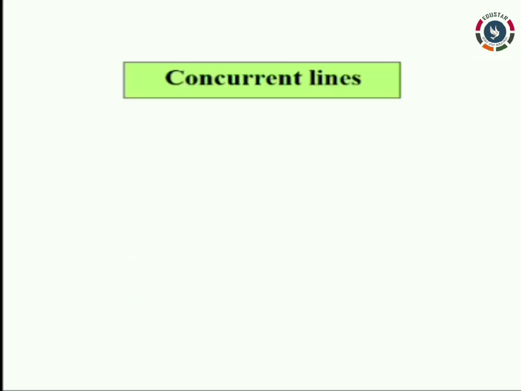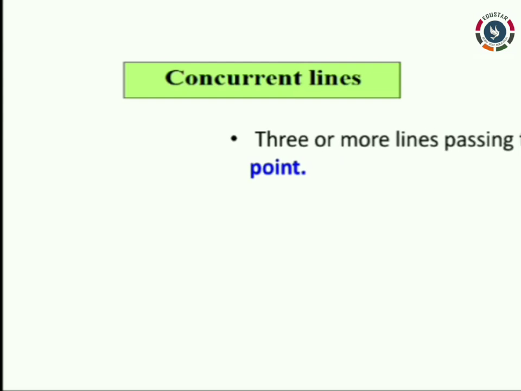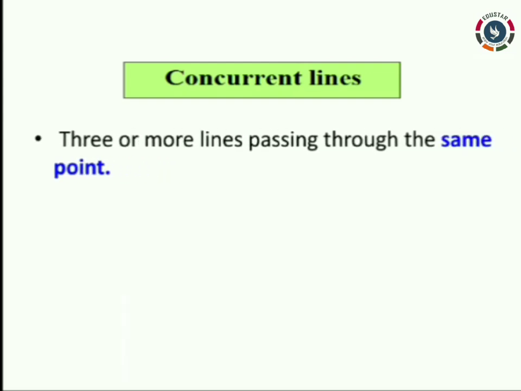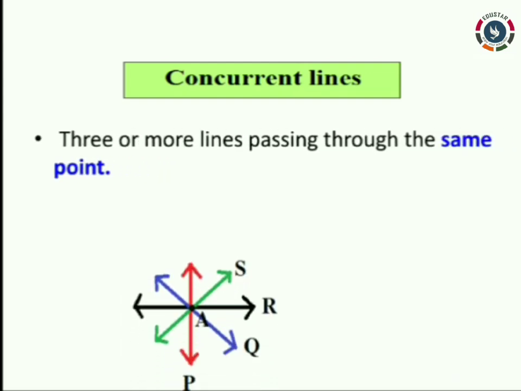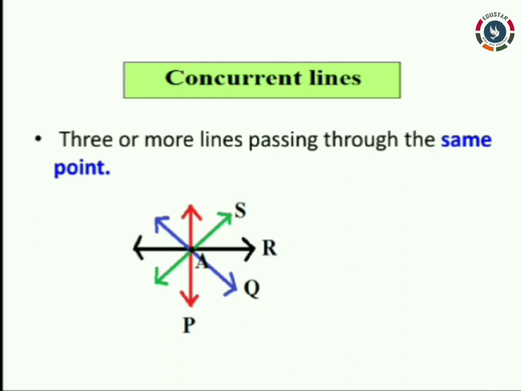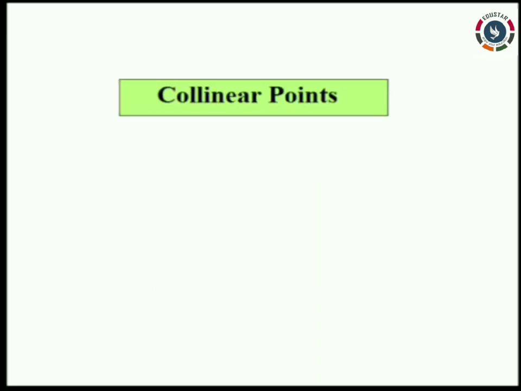Next one is concurrent lines. If three or more lines passing through the same point, then the lines are called concurrent lines. Look at this diagram. Here you are having four lines, right? Line P, line Q, line R and line S. These four lines are passing through point A. So these four lines are called concurrent lines.